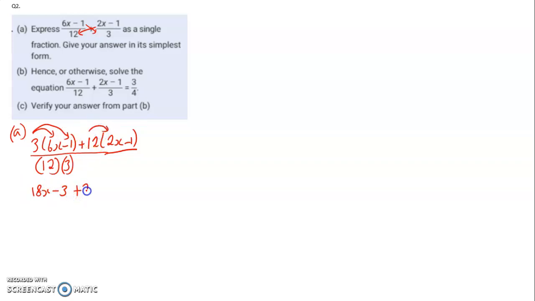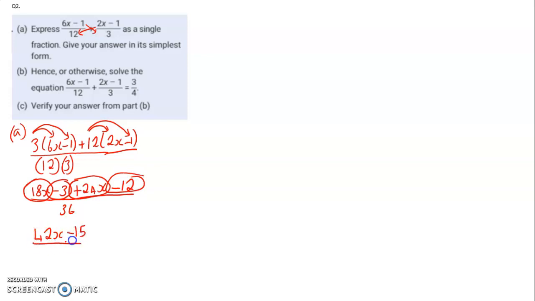12 by 2x is 24x. 12 by minus 1 is minus 12. All over 12 by 3 is 36. So I'm going to collect together my like terms. 18x plus 24x will give me 42x. Minus 3 minus 12 is minus 15, and it's all over 36.